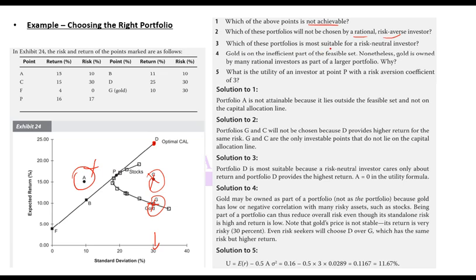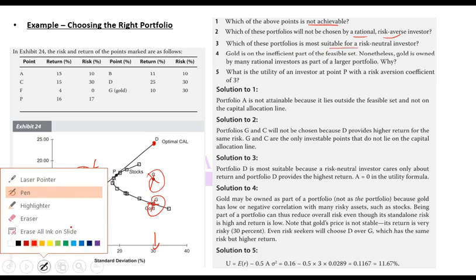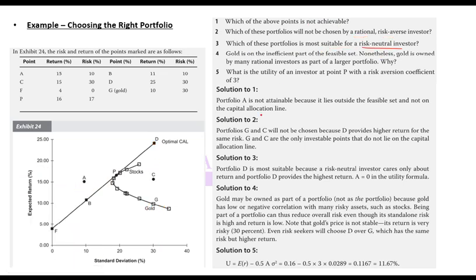Which of these portfolios is most suitable for a risk neutral investor? If an investor is risk neutral, he wouldn't care about risk. All he cares about is return. So he will go for the portfolio which offers highest return, no matter what the risk is. Gold is in the inefficient part of the feasible set. Nonetheless, gold is owned by many rational investors as part of a larger portfolio. Why? This we have already discussed, due to diversification benefits and inflation hedge.